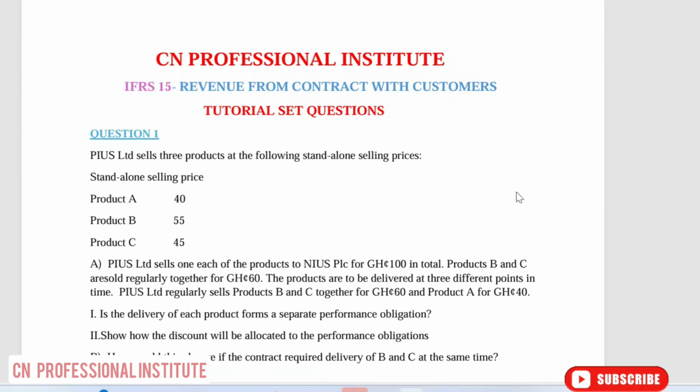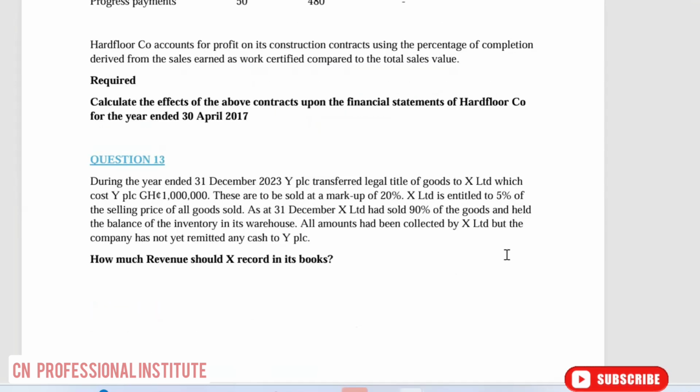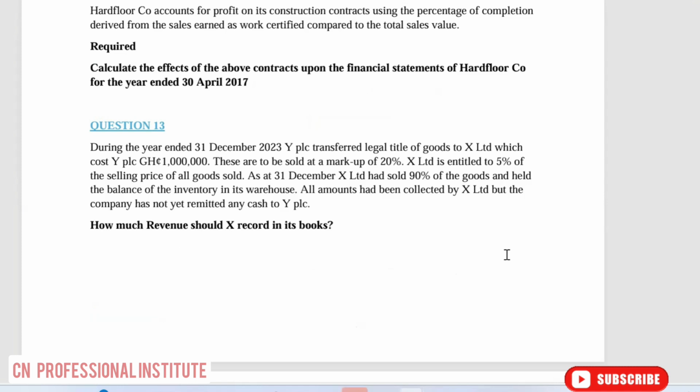We are still on IFRS 15. I think we've looked at all the videos on IFRS 15. In this session, we are going to solve questions. So welcome to the question and answer session where we are going to select questions and solve. We have so many questions here, which we are going to solve. We are going to select some and then solve. So welcome to the question and answer session.